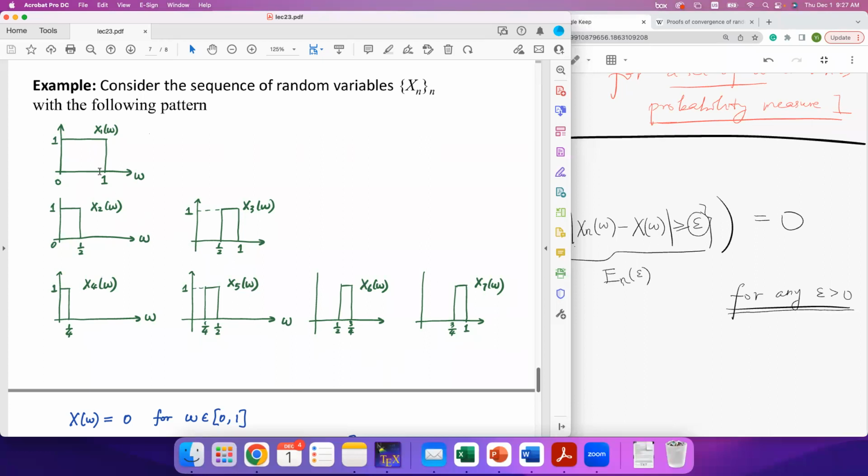We can see that this sequence of random variables has this shifted pattern, and at the same time, the supporting set is shrinking. At the beginning, we have a support over the entire omega interval, the 0 to 1 interval, and then the support set reduces by half, and then it further reduces by half, and we keep reducing the length of the support set by half.